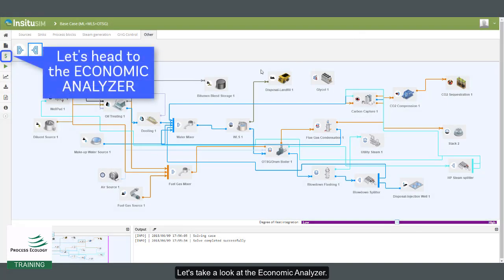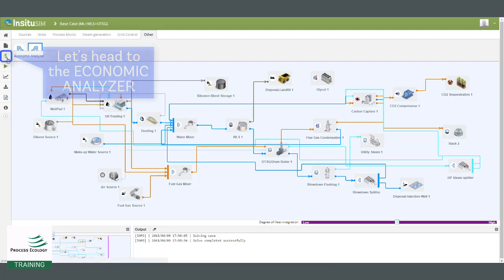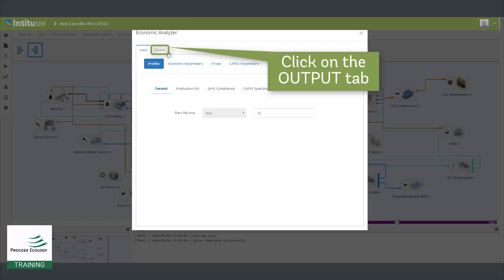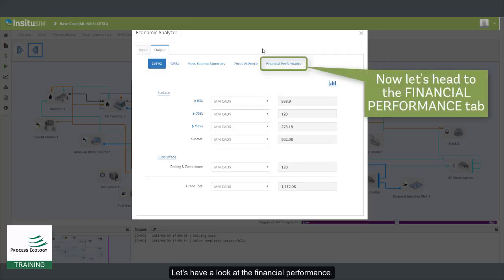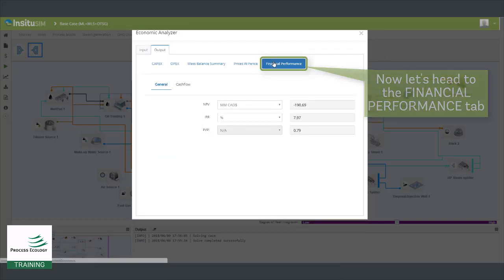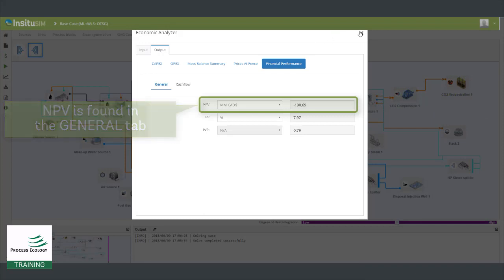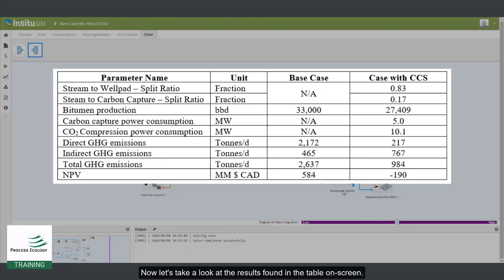Let's take a look at the Economic Analyzer. Now let's click on the Output tab. Let's have a look at the financial performance. Once we enter the General tab, we can determine the NPV. Now let's take a look at the results found in the table on screen.